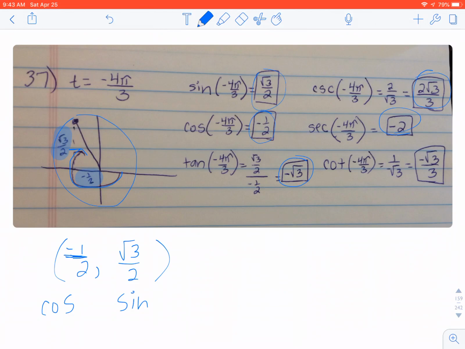The cotangent of negative 4 pi over 3, take the reciprocal of tangent. So it's 1 over negative square root 3. Again, multiply the top and bottom by square root 3. So you end up with negative square root 3 over 3.